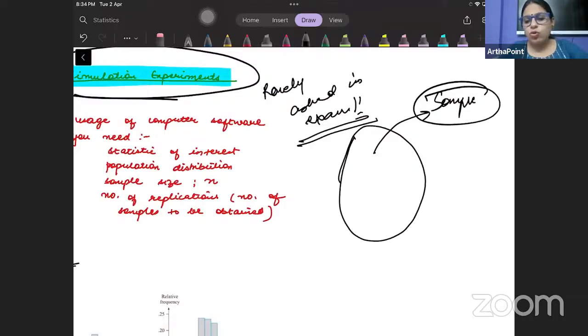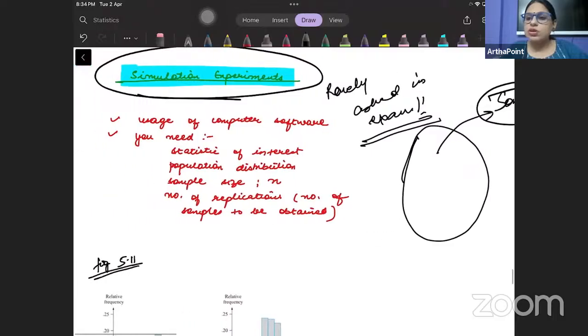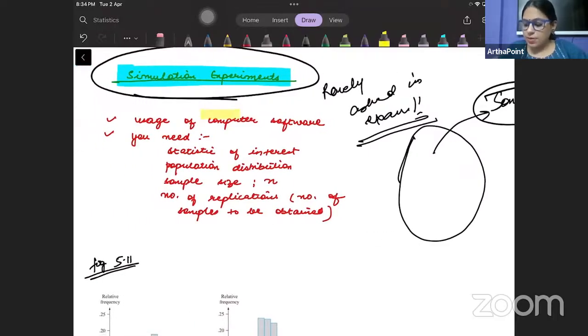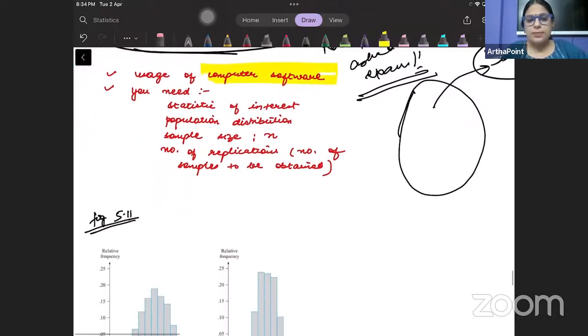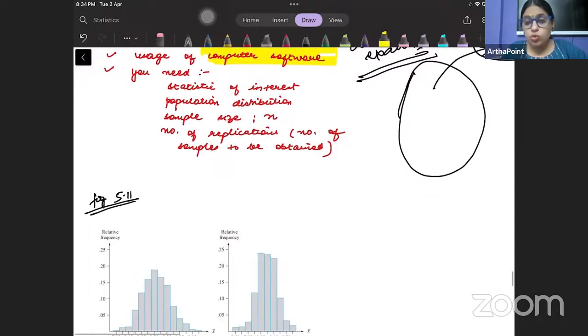So I am not going to do it myself. Rather, I am going to do it based on computer software. Right, beta? तो यहाँ पर हमने usage of computer software करना है. And in order to do simulation, we need the following things. हमें इन सारी चीजों की जरूरत पड़ेगी.